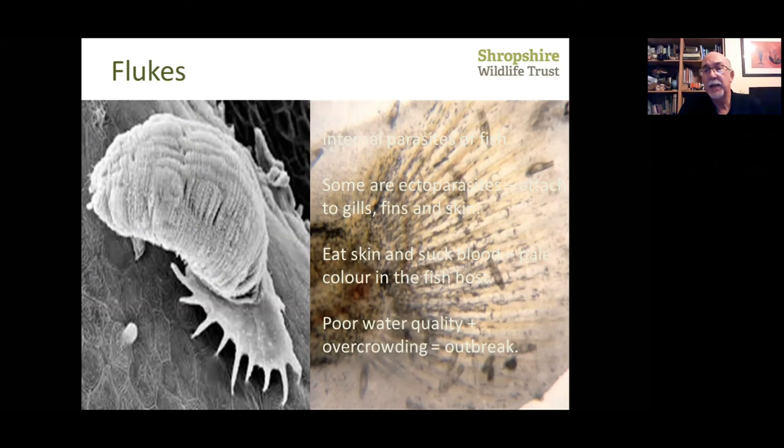So again, it's an issue about your decision making around the pond. They will be present in small number. If water quality declines, you may get an outbreak of fluke. And if you've got livestock or pets that have access to the water, an unfortunate consequence is maybe they will pick up fluke-based infections. Something to think about.